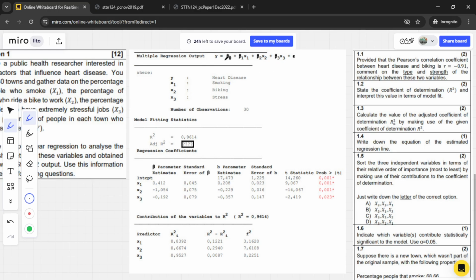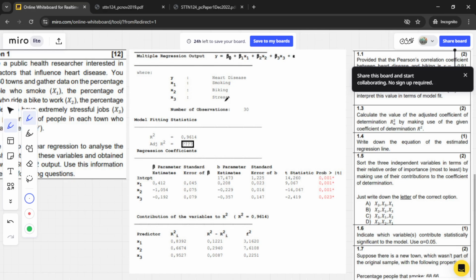So basically, the b0 is the intercept. The b0 is the intercept, and then b1 is the coefficient of x1. X1 being one of the independent variables. In this case, it is the percentage of people who smoke. Ne? And then b2 is the coefficient of x2. X2 being the percentage of people who ride bike to work. And then b3 is the coefficient of x3, the percentage of people who have extremely stressful jobs. Ne? All right. So now, as it is written here, x1 is smoking, x2 is biking, and x3 is stress. Right? So those are our independent variables.